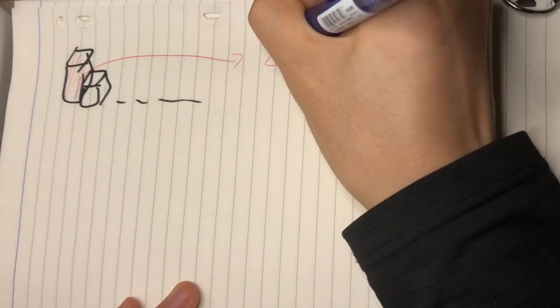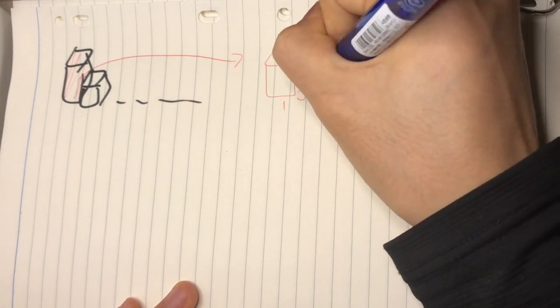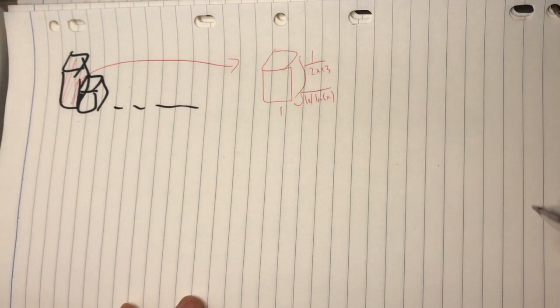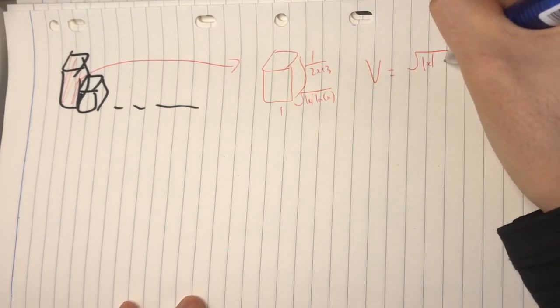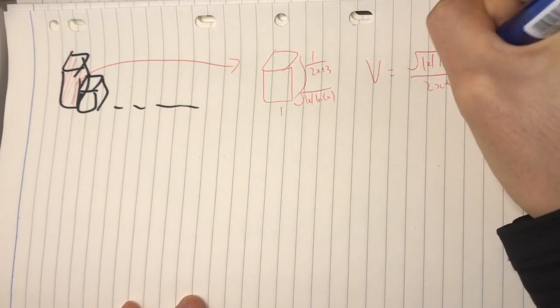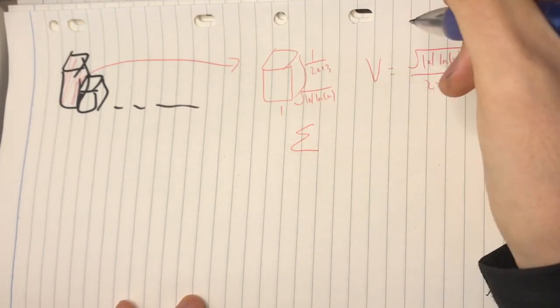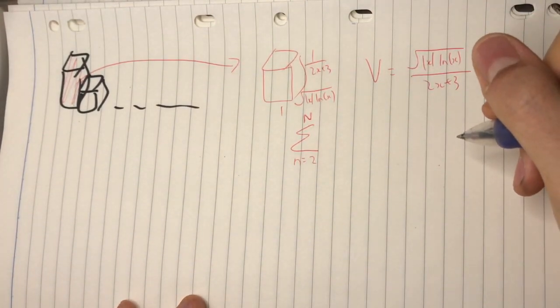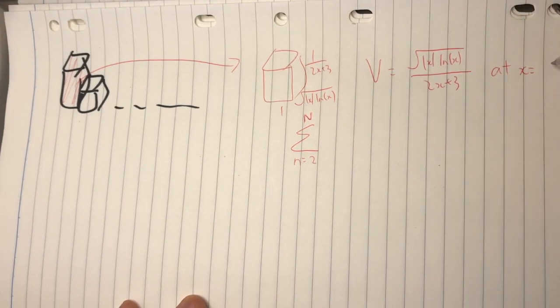And so it's basically a series of prisms with a length of 1, width of square root of absolute value of x times ln of x, and height of 1 over 2x plus 3. And so the volume for each prism piece is going to be this equation for any value of x that is greater than or equal to 2, which is shown.